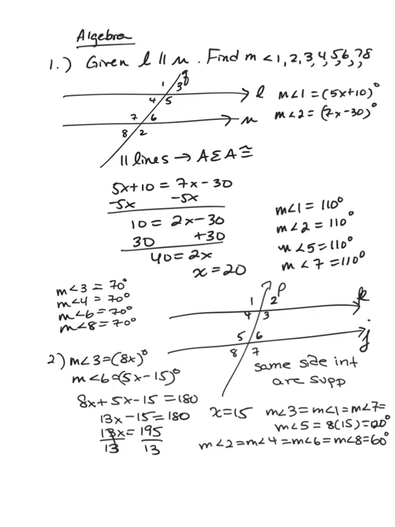Okay, so in the first one we had done alternate exterior angles were congruent, right? Because we had angle 1 and 2, which were alternate exterior. In the second one, we did same side interior angles, which are supplementary.